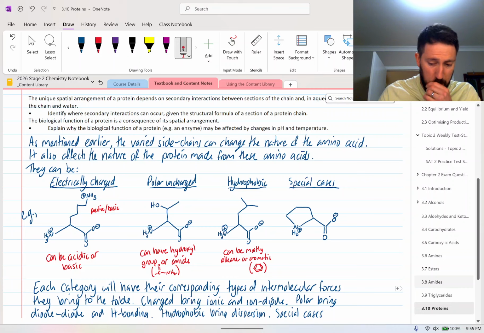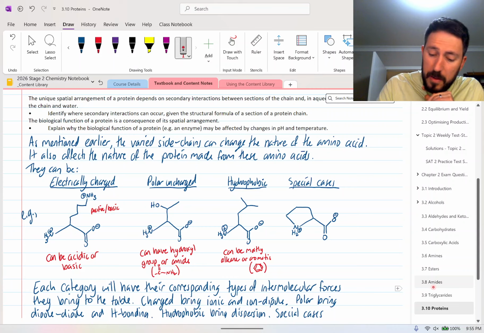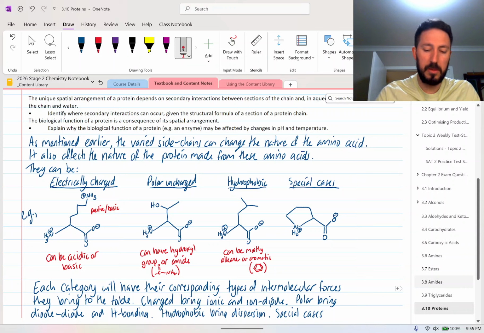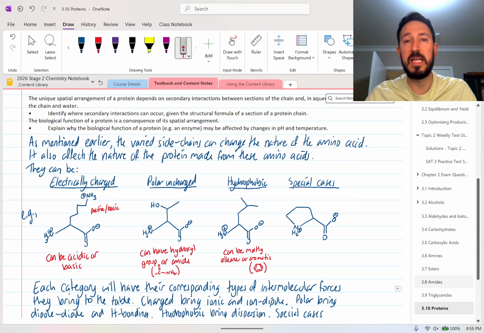Now, there are some special cases. So an example would be, I can't remember the name of this one, but the side chain actually attaches around to the amino group. So obviously, its interactions with other molecules are going to be a bit different to the other ones. There are some other special cases as well. Not really important that you have to deal with them. You're probably mostly going to have to deal with the other ones that have a more clear intermolecular interaction that they bring.